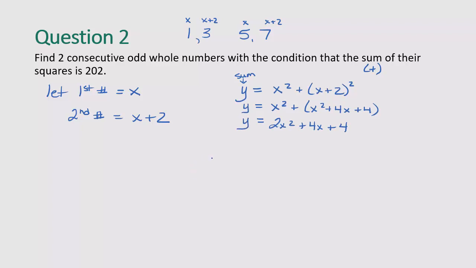Now what do I need to do with this quadratic? Well, it's saying I want to find the values for x, the consecutive odd numbers, where the sum of their squares is 202. So that means I take and put 202 in for my sum.